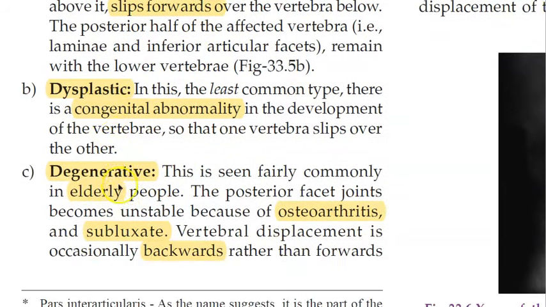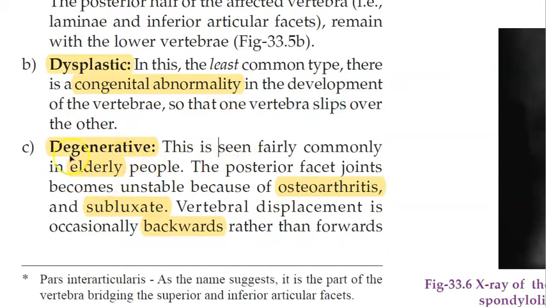Then you have the dysplastic type, which is the least common. A congenital abnormality is there, in the development of the vertebra itself; the vertebra slips over the other during development itself. Degenerative is in old people. Isthmic was in young people.